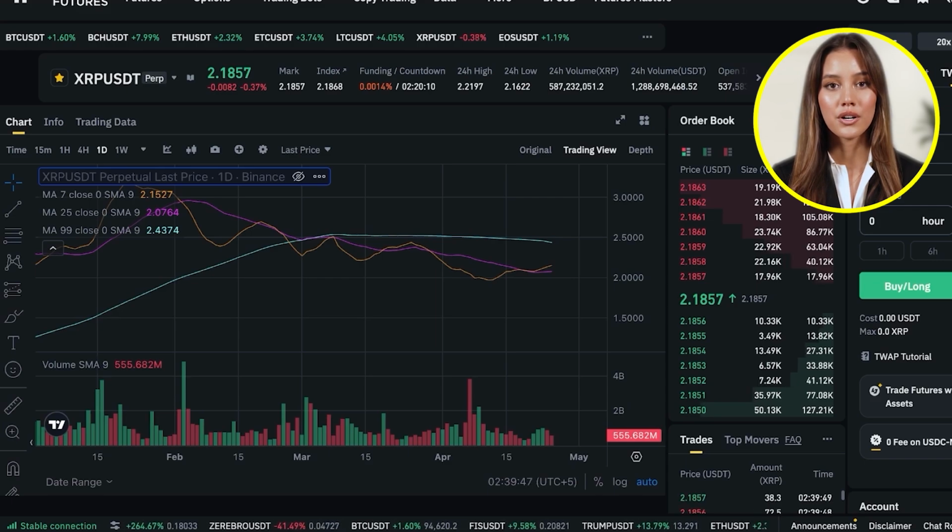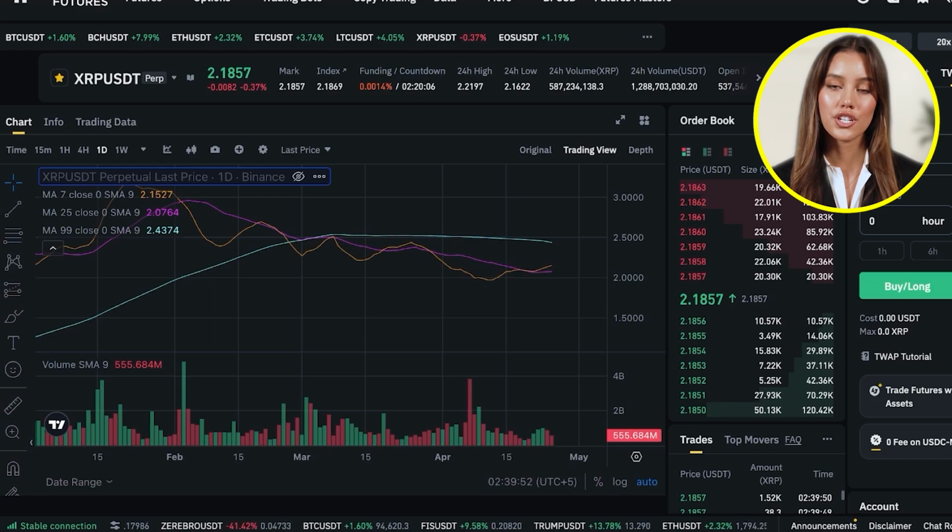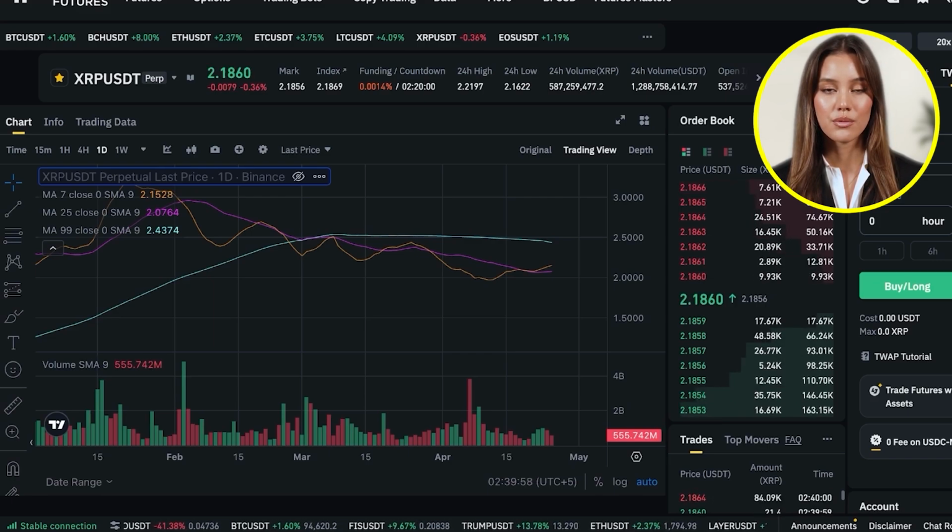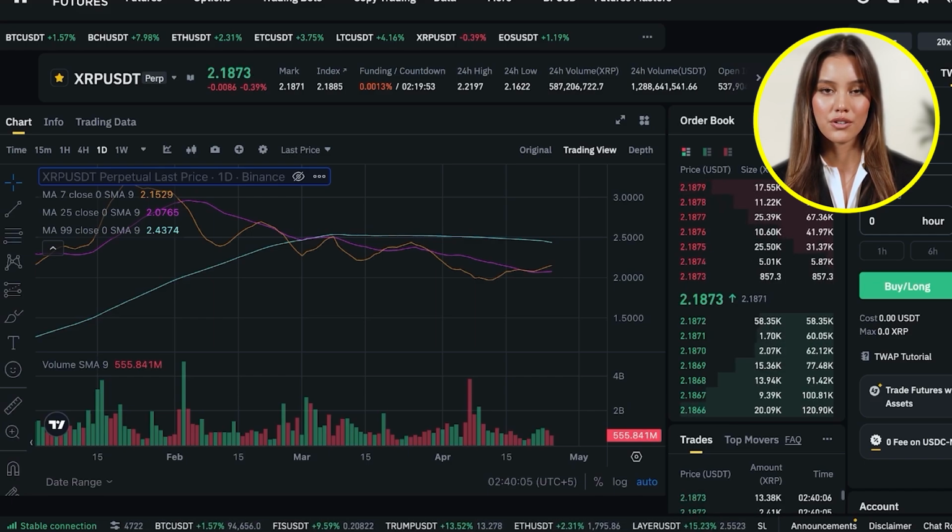Then we have arbitrage, where you can exploit price differences between Binance and other exchanges, between the spot or futures market. Then you have hedging, in which you can open opposite positions to protect your spot holdings from adverse moves and reduce your portfolio risk.